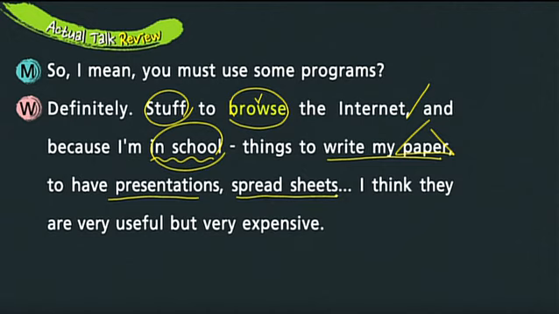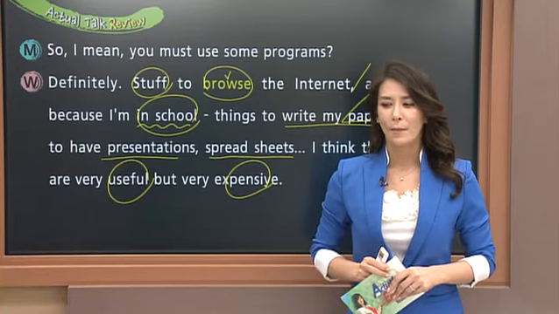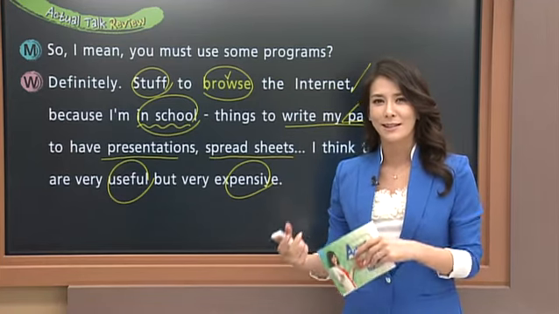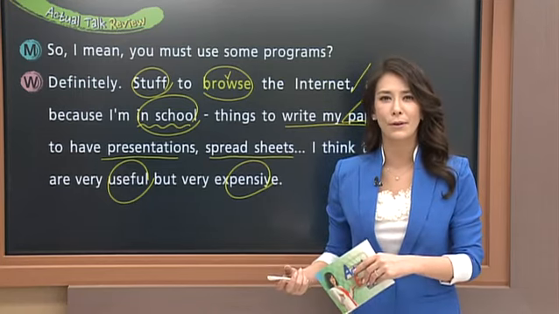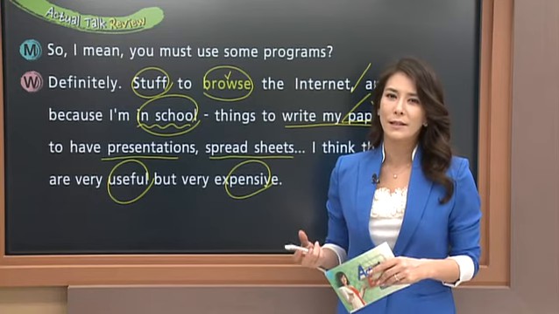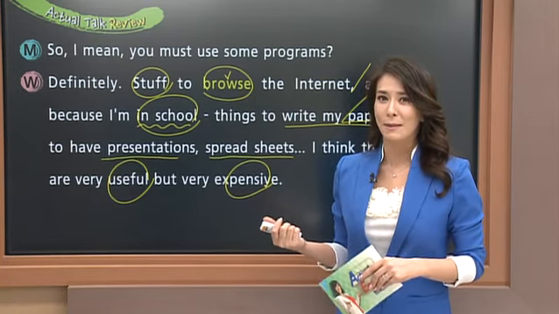And she says, I think they are very useful, but very expensive. Some programs can cost you a lot of money. That's true. So what people try to do is they share programs. They share disks, ask each other for the serial number and everything they need, and they share it, which is illegal. But one of the reasons people do that is because some programs tend to be quite expensive.